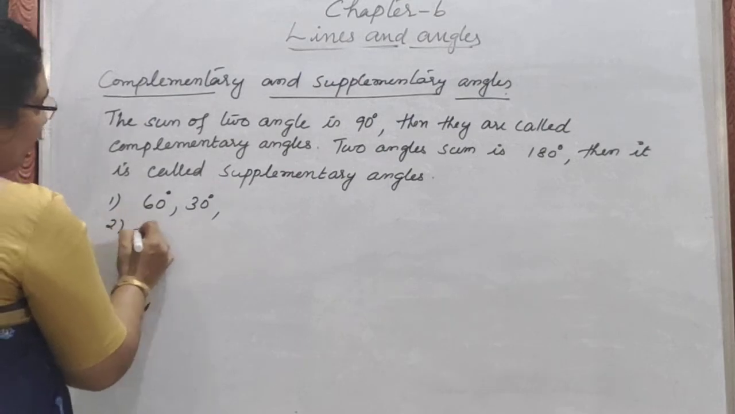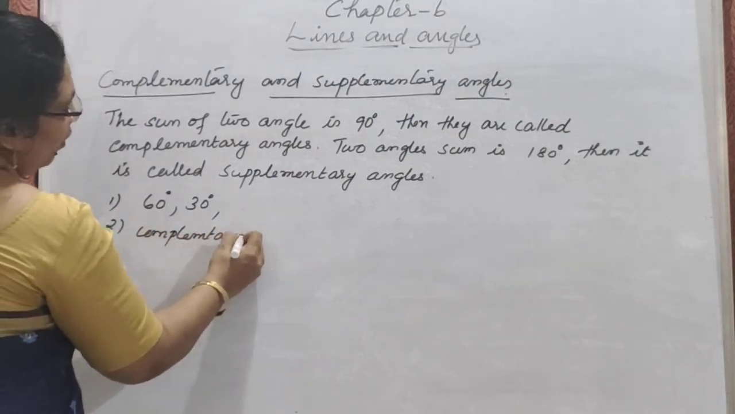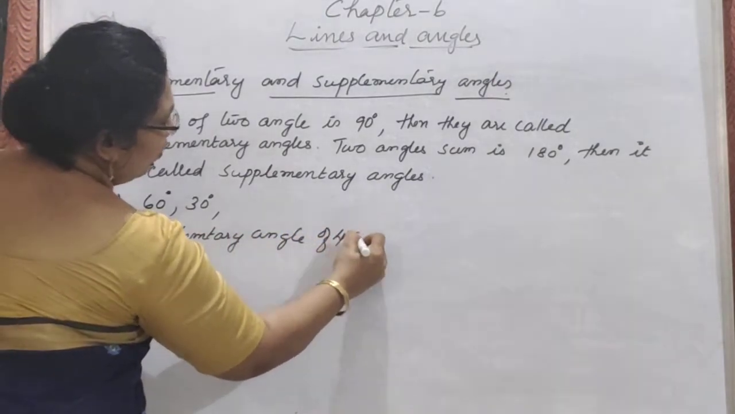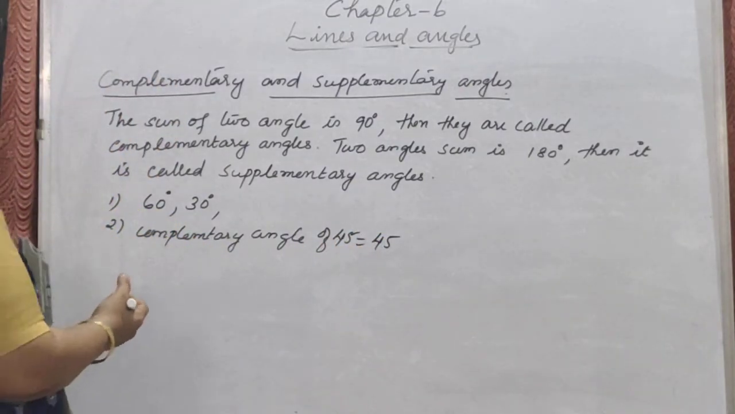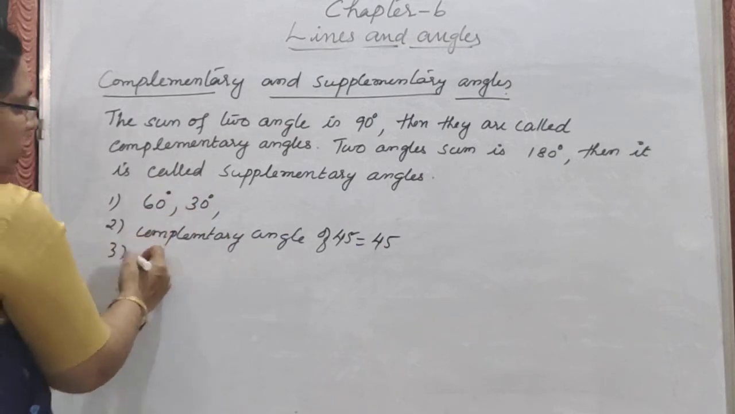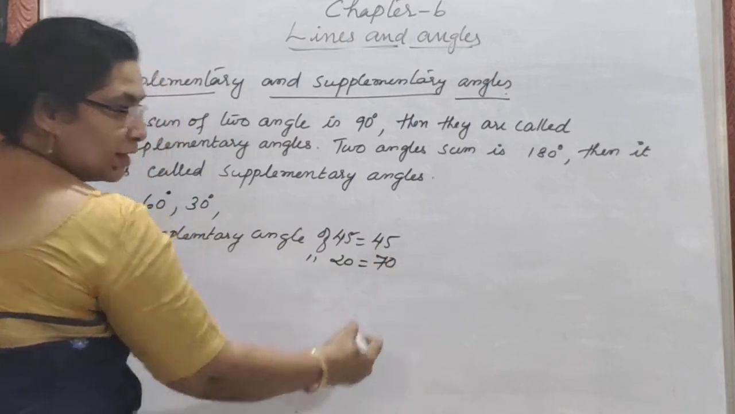That means the complement of 45. What can we say? The complementary angle of 45 is equal to 45 only, because 45 plus 45 is equal to 90. 60 plus 30 is equal to 90. Now my question is, what is the complementary angle of 20? It is equal to 70, right?